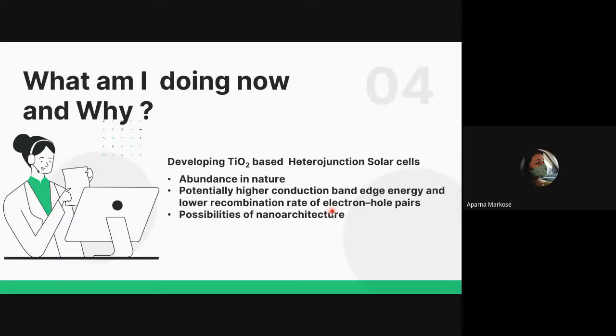So right now, what am I doing in our laboratory? I am developing titanium dioxide based heterojunction solar cells. I already told you titanium dioxide based nanotubes have already been developed in our laboratory.